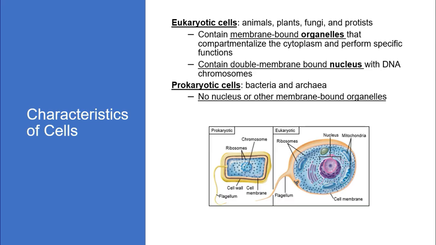Okay, so examples of eukaryotic cells are animals, plants, fungi and protists, which contain membrane bound organelles that compartmentalize the cytoplasm to perform specific functions. They also contain a double membrane bound nucleus, a specifically designed structure inside of which the genetic material of that organism, that is the DNA, or in a more complex version the chromosome, stays. While in prokaryotic cells like bacteria or archaea, no nucleus is found, and no membrane bound organelles are found.